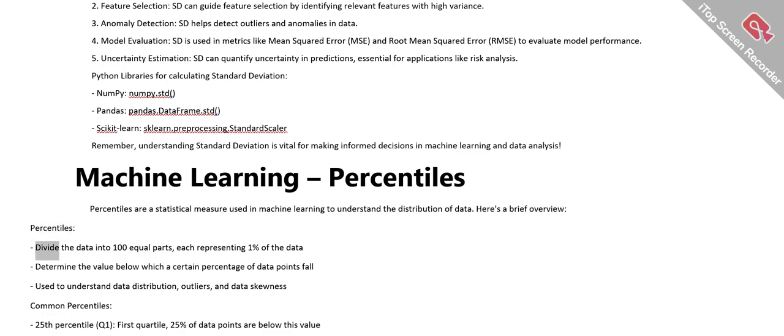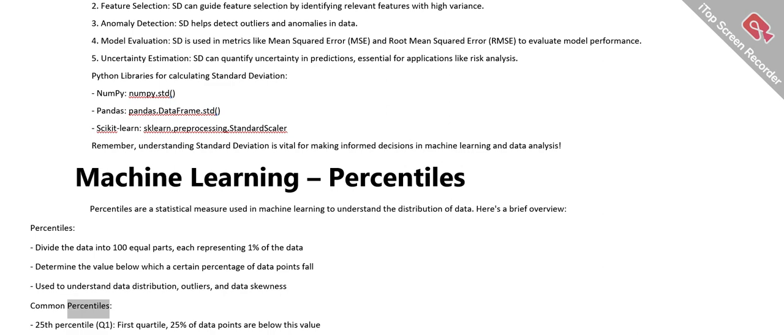Percentiles divide the data into 100 equal parts, each representing 1% of the data. Determine the value below which a certain percentage of data points fall. Used to understand data distribution, outliers, and data skewness.